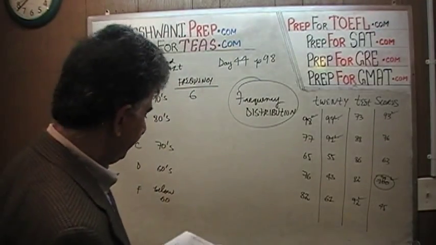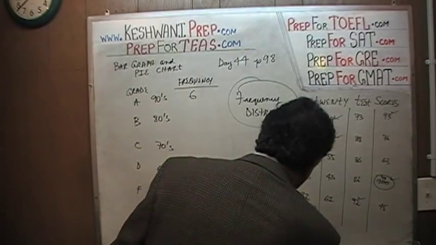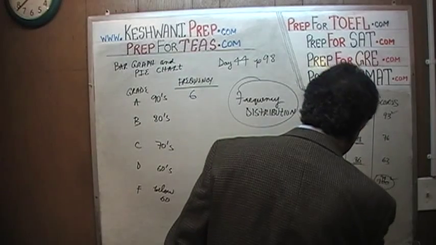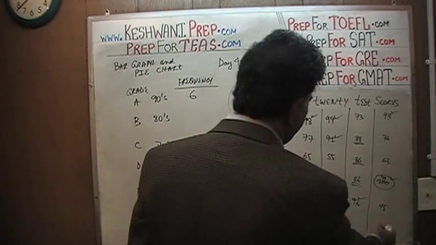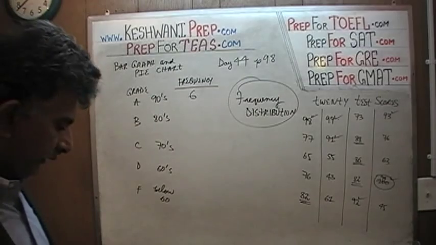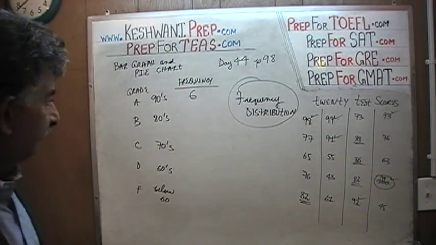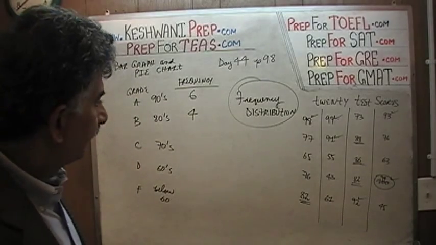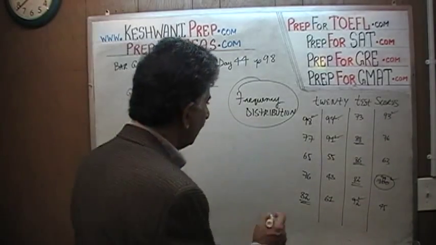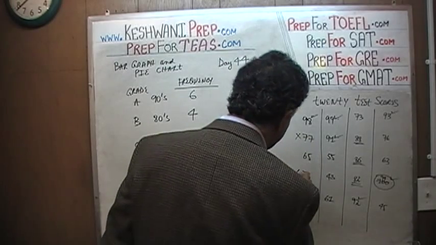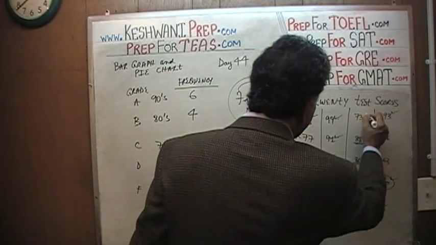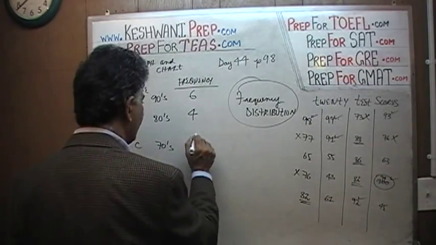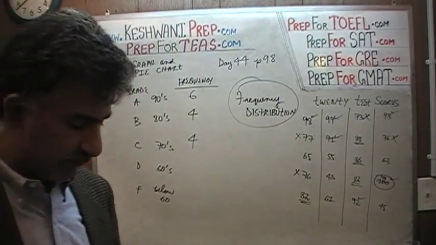80s, how many 80s are there? So we have 82 here. I see an 88, I see an 86, I see an 82. There are no 80s in the last column. So there are 4 observations in the 80s. Let's do the 70s now. In the 70s, I see a 70 here, 76, 73, and a 76. Looks like there are 4 observations that fall in the 70s.